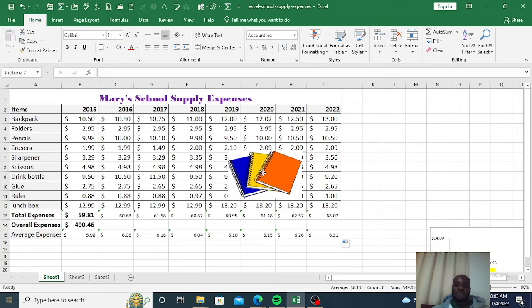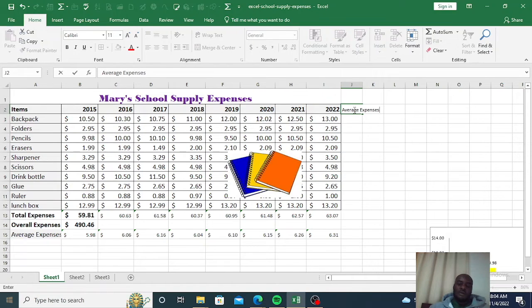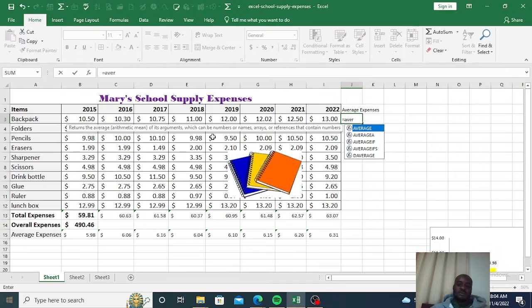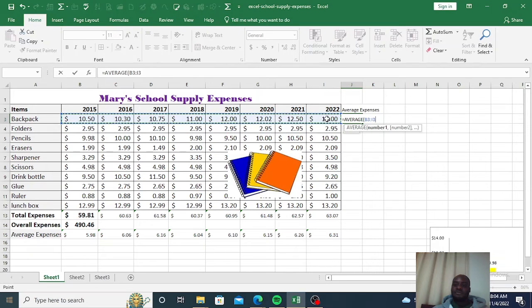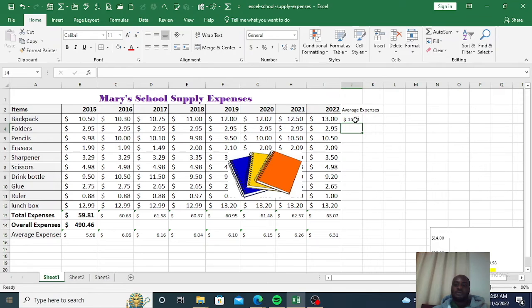Yes, we may also want to determine how much she spends averagely per product across the years. So we'll have average. This time around we are determining the price average, the average of the price variation as per product.